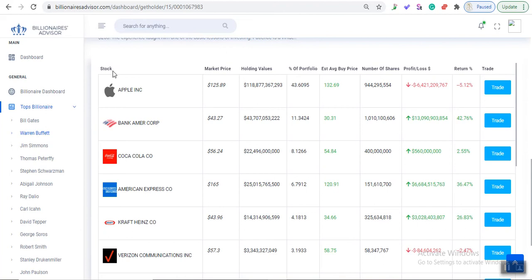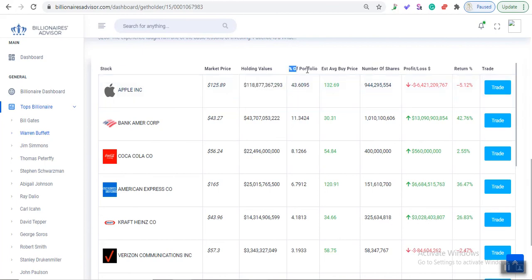I'm going to explain each. Stock is the companies the billionaires own. Market price, this will move real time once the market opens at 9:30 a.m. Market price is the current price the stock is trading at. Holding value is the amount of money this individual invests in the stock.